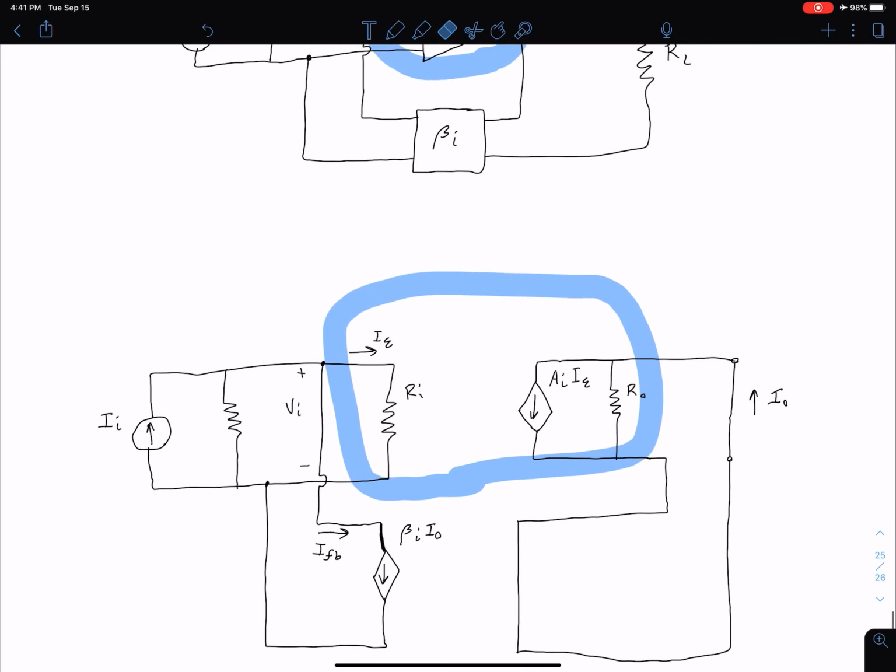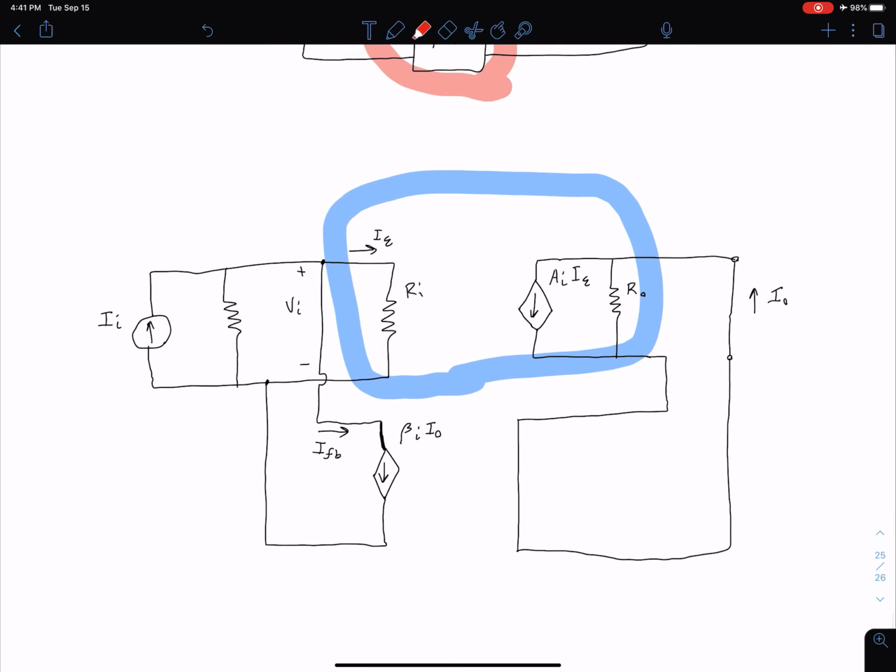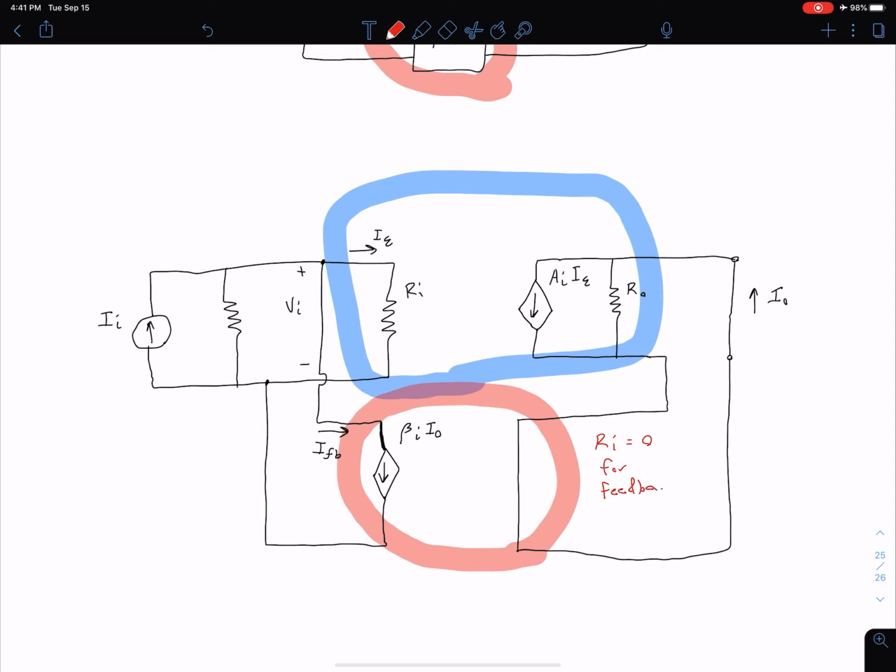Same thing with our beta_I, our feedback block. Up here we have our feedback block, and down here, if we're considering an ideal feedback block, if we don't want to consider loading, what we do is we say we have R_i equals 0 for this feedback loop. So let's just add that note here. We're assuming that we have R_i equals 0 for our feedback loop. Again, that's just so we're neglecting loading effects of this feedback loop, and we're considering an ideal case.